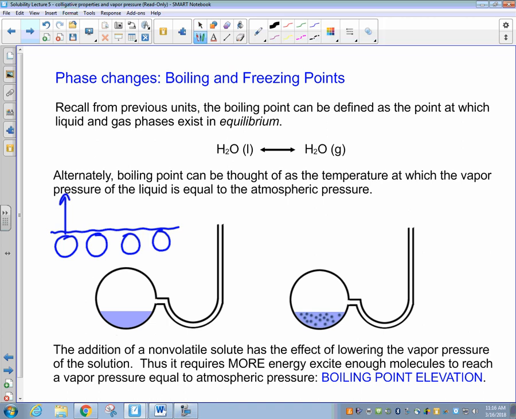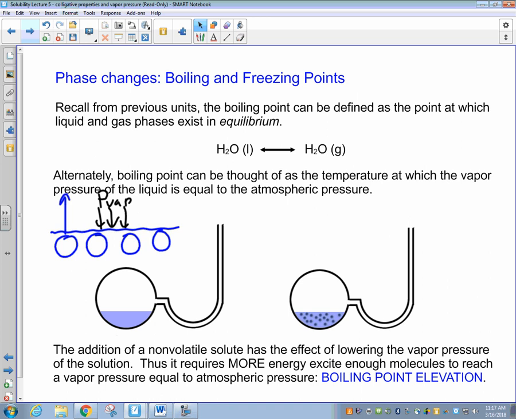But at the same time, we have another factor influencing our system here, which is the atmospheric pressure. And that atmospheric pressure, in essence, is pushing downwards on the surface of that liquid, holding it down more or less into the liquid phase. And so another way of looking at boiling point would be the point at which the vapor pressure of a liquid is exactly equal to the atmospheric pressure in the atmosphere.